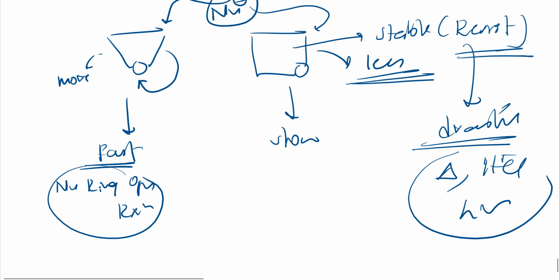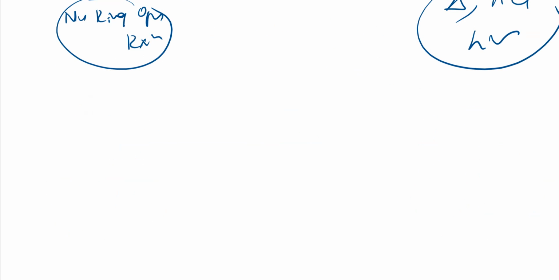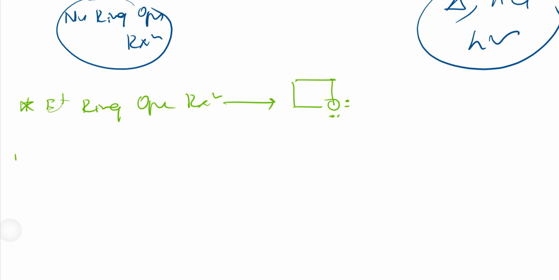So what are the things we have studied? Let me summarize them. The first one is that the electrophilic ring opening reaction will be done fast by this one, because it is more basic, whereas the nucleophilic ring opening reaction will be done very fast by this one because of angle strain.